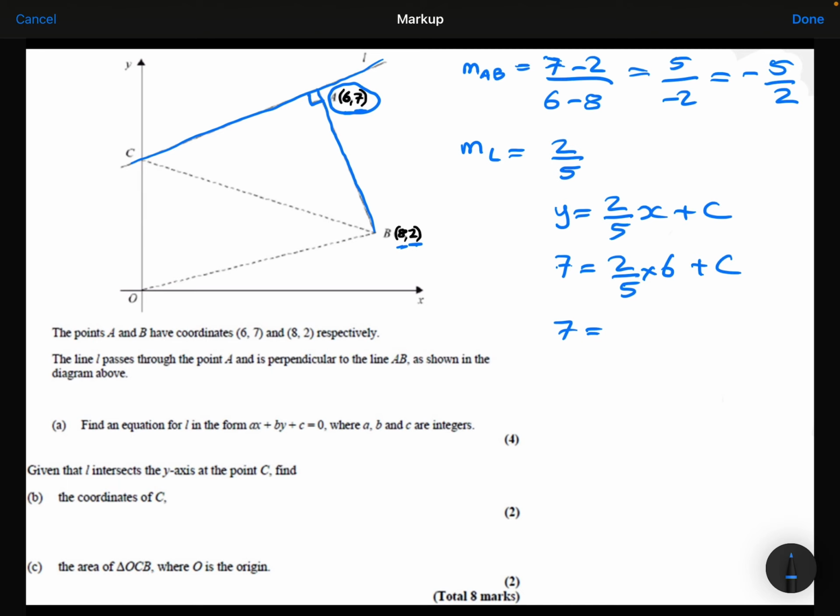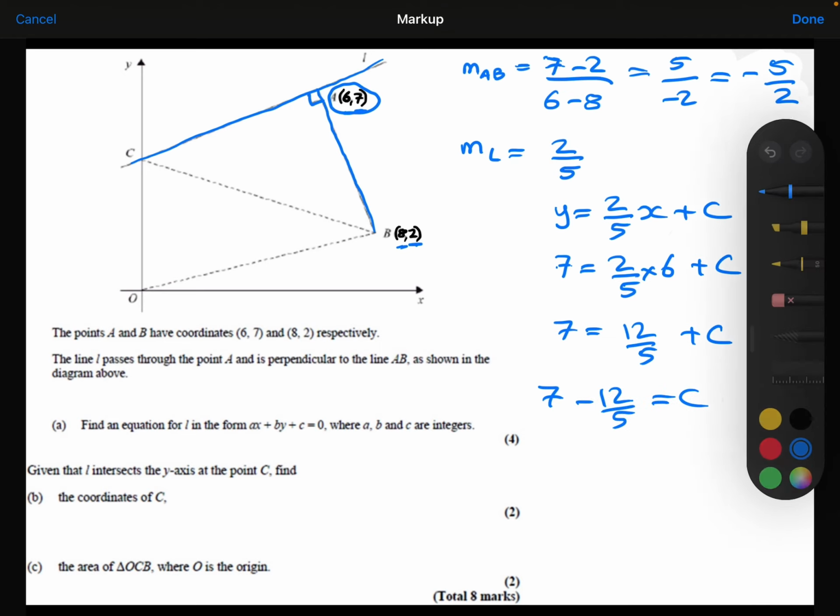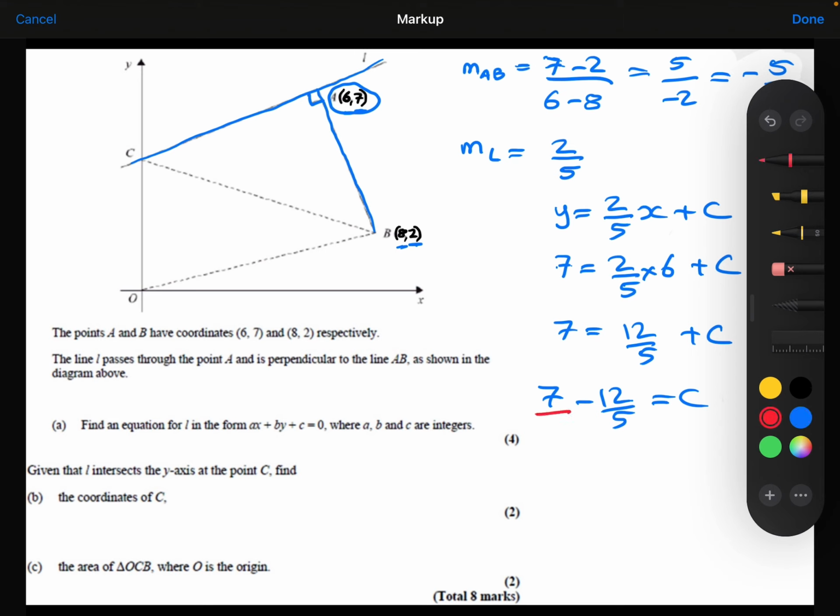So 2/5 times 6 is going to be 12 over 5. I'll subtract that from both sides to work out what my c is. To do this, I'll need a common denominator, so let's write that 7 as 35 over 5, and I find that c is 23 over 5, which I can put back into the original equation here to get the full equation of my straight line.